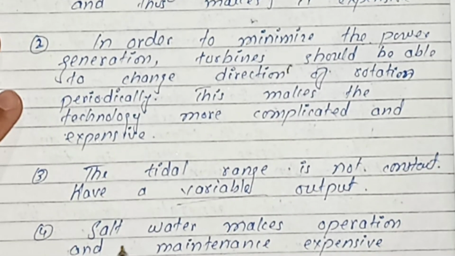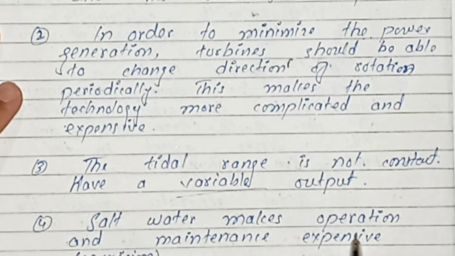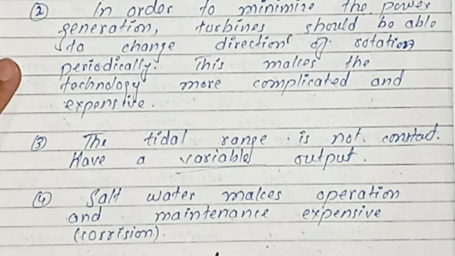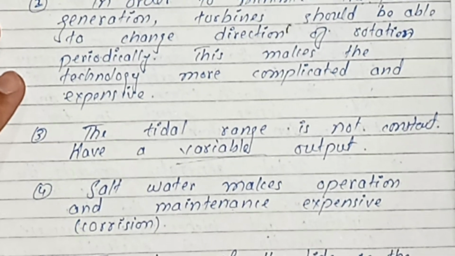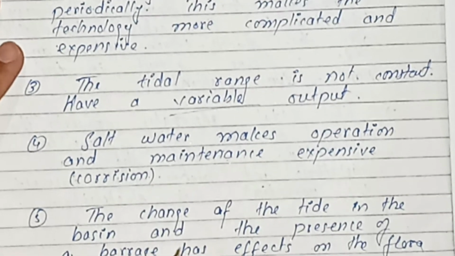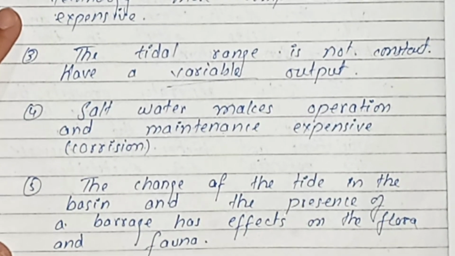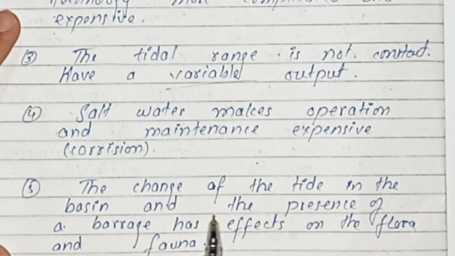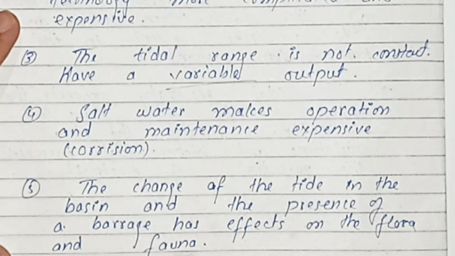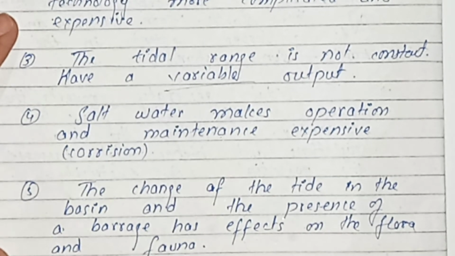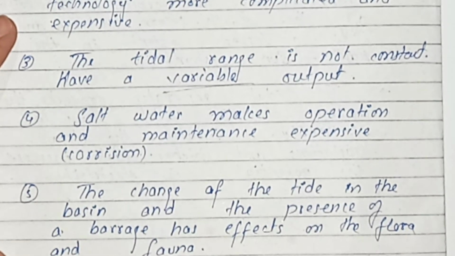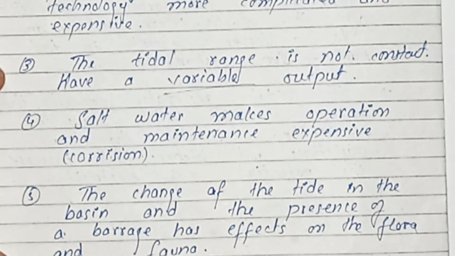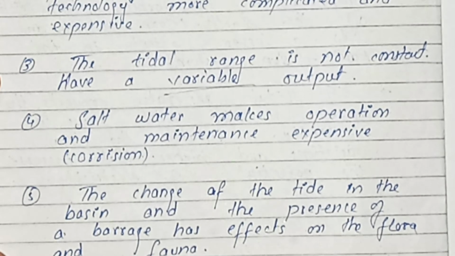Another disadvantage is that saltwater makes operation and maintenance expensive because of corrosion. These are also great disadvantages of tidal energy. Another disadvantage is that the change of the tide in the basin and the presence of a barrage have an effect on the flora and fauna. Flora and fauna, you know that, and you can also search it on Google. These are the disadvantages of tidal energy.